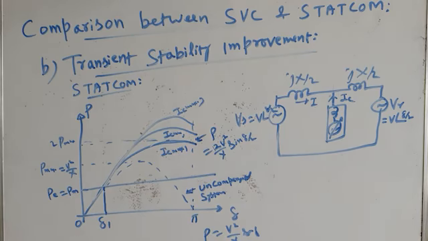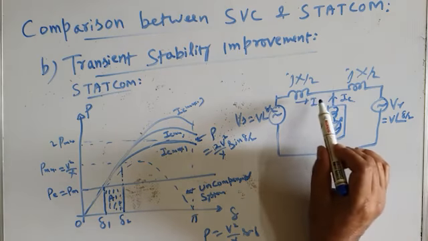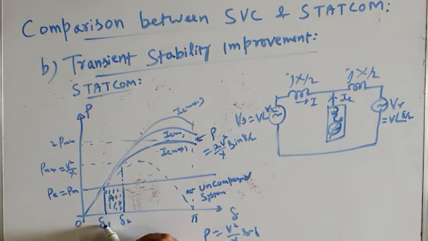When the machine accelerates, kinetic energy is absorbed by the rotating parts of the machine. That is called accelerating kinetic energy, and it is represented by area A1. As delta becomes equal to delta 2, let's assume the fault is cleared and the transmission line is reconnected. Now your system will not operate at delta 1, it will operate at delta 2, and at delta 2 the electrical power transmitted is higher.